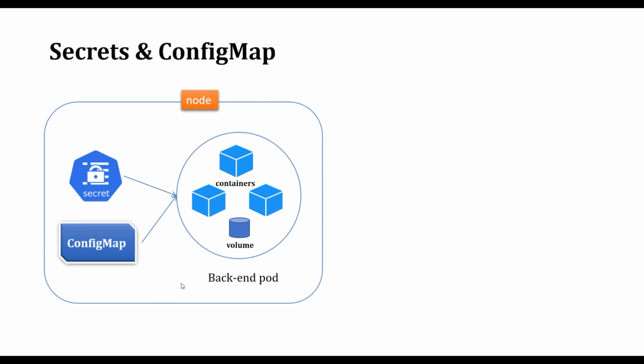Okay. And the main purpose of using two different components to store sensitive information is that in secret you can add sensitive information in encrypted format. However, in config map it will be stored as plain text.